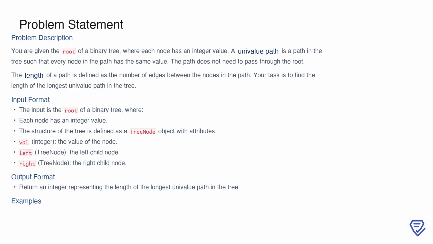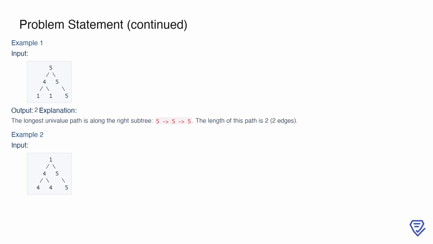The input to this problem is the root of the binary tree, represented as a tree node object. Each tree node has three attributes: val, which is the integer value of the node, and left and right, which refer to its left and right child nodes, respectively. The output we need to return is a single integer representing the length of the longest univalue path in the tree. Let's look at an example to clarify the problem further.